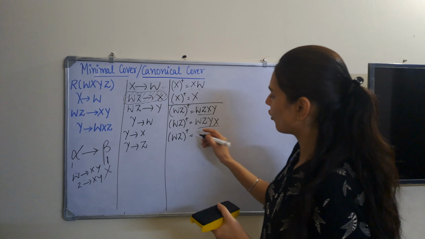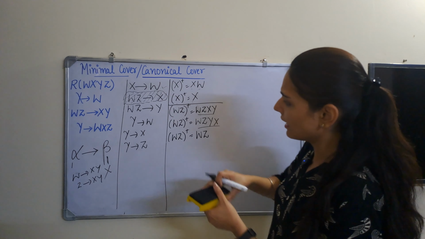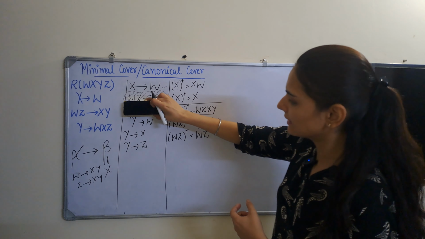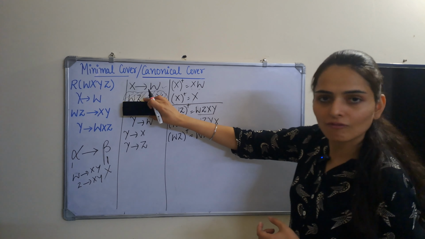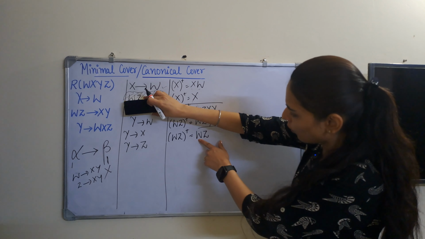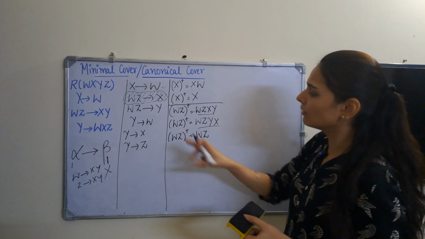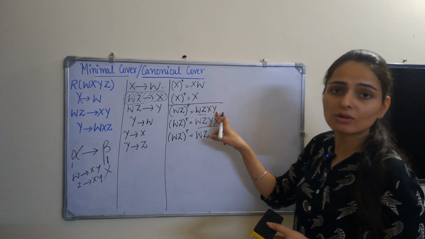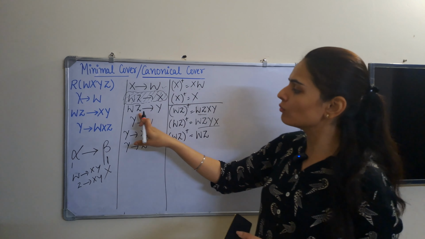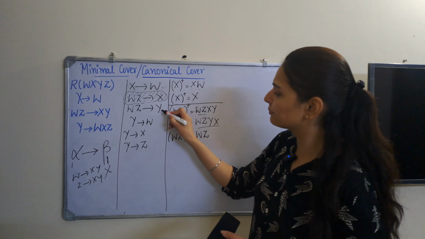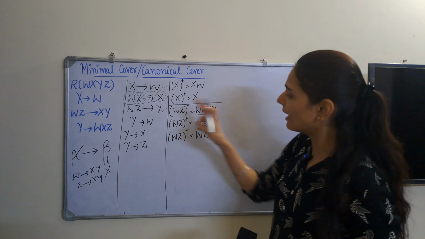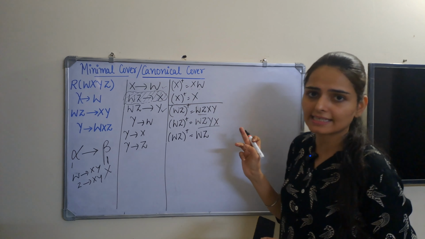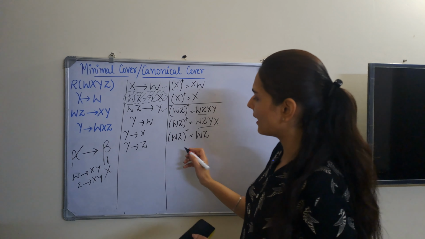Now for wz, what do we get? We get wz, and what else? Do we get anything else? No. So when we eliminate this functional dependency, we get only wz. However, over here we could get x and y as well. So we cannot remove this functional dependency, right? This one we will have to keep, because if we remove that, then we will lose the value of x and y. Next is y to w.